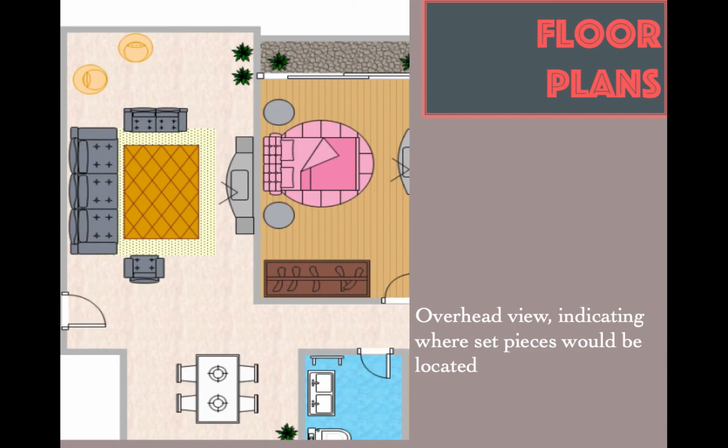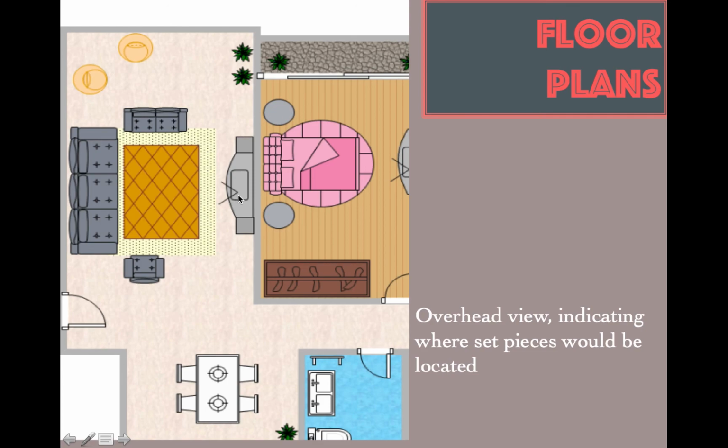Then you have a floor plan, which is basically an overhead view. So it will show you the dimensions of the stage and just a general idea of what is going to be where. So you see from this floor plan, there's a sofa here, a sofa there, there's a carpet there, and another couch there. There's a dining table here with chairs all around it. There's a sink. There's a bedroom.